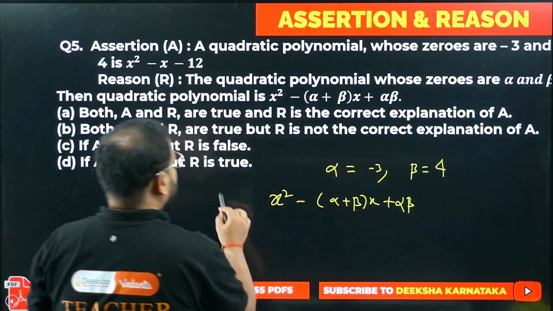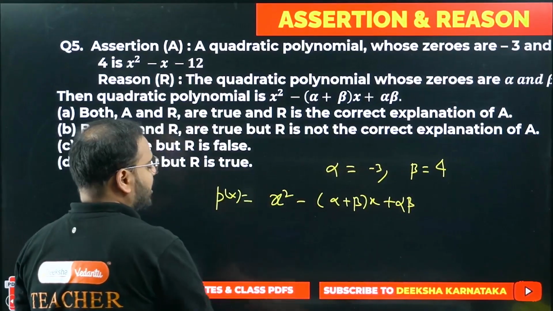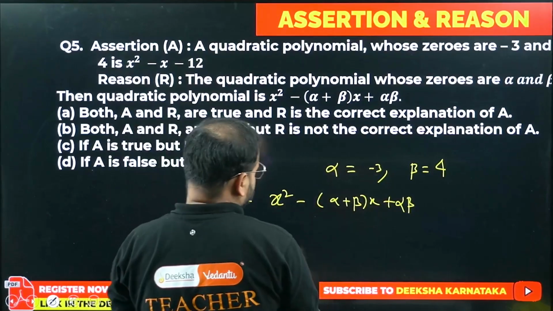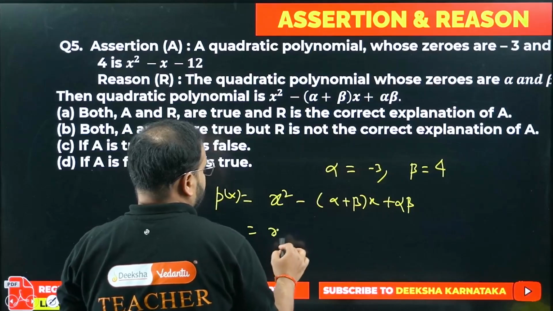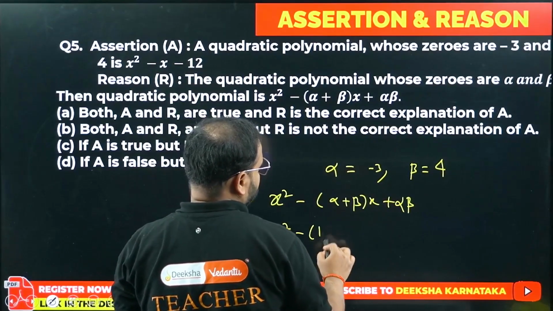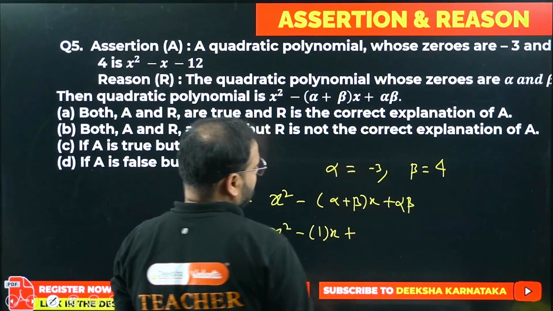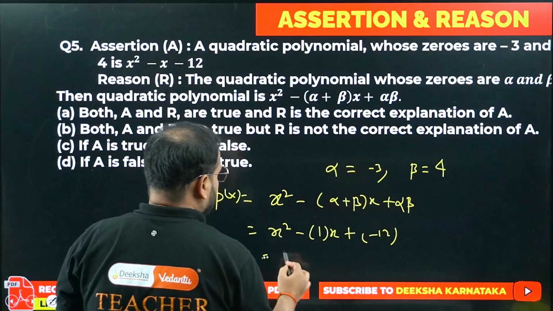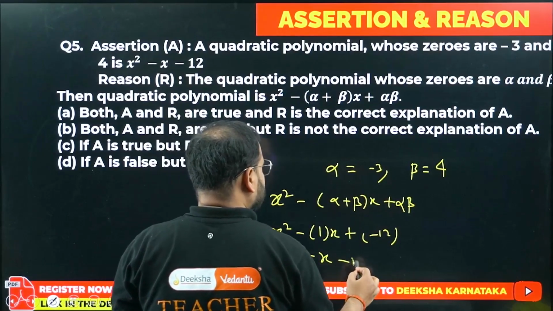This is the standard quadratic polynomial that we use. Put here alpha plus beta. If you do alpha plus beta, what are you going to get? x square, how much will that be? 4 minus 3, so simply 1 times x, and plus alpha into beta, what is that going to be? Minus 12. So please simplify this: x square minus x minus 12.